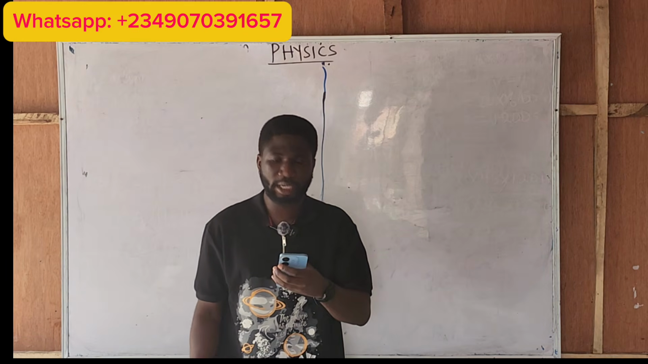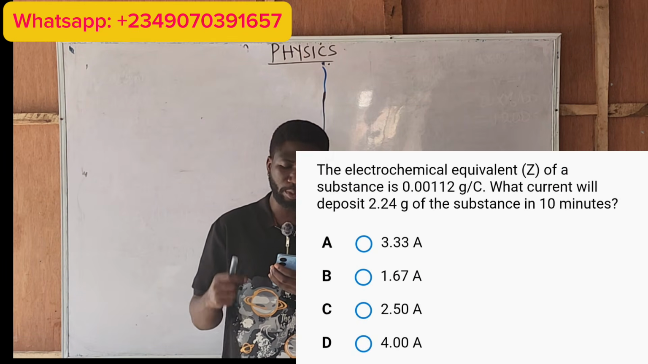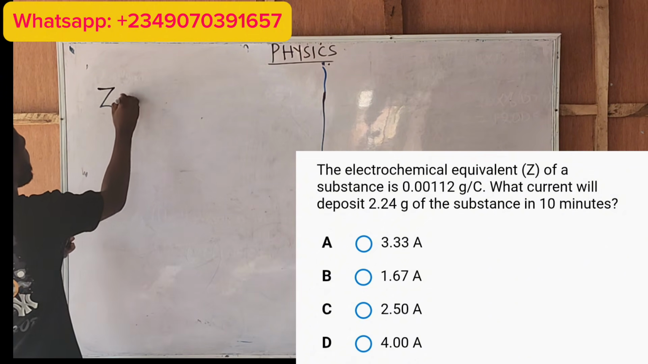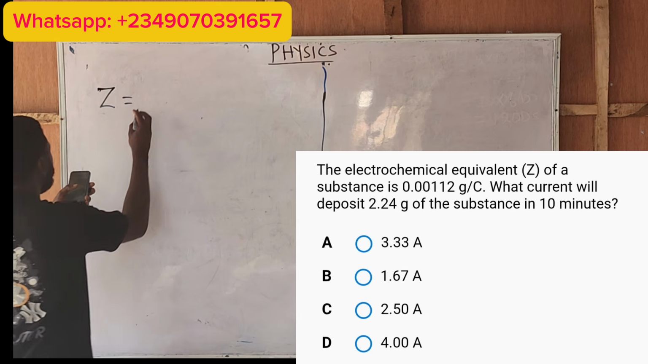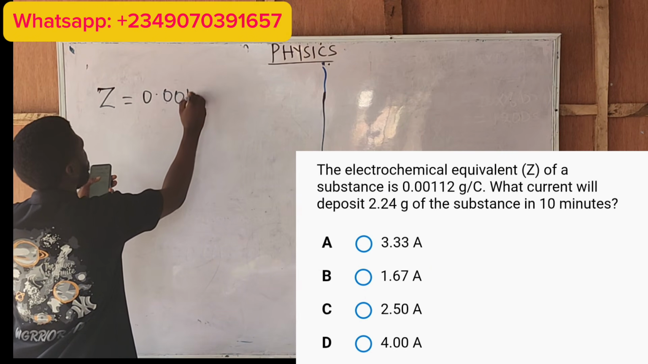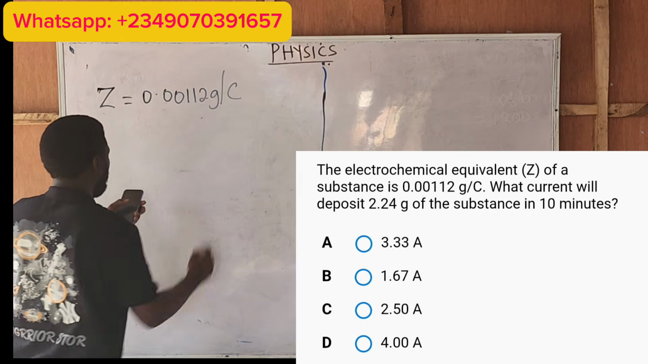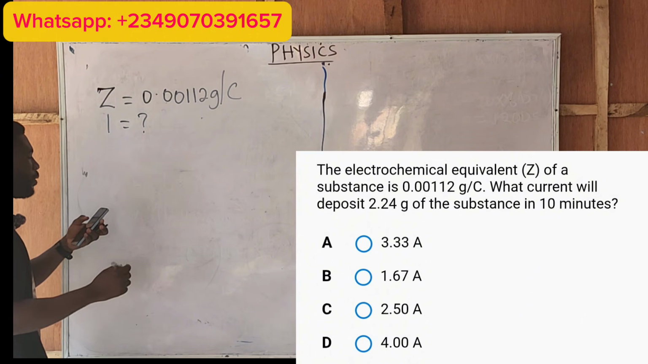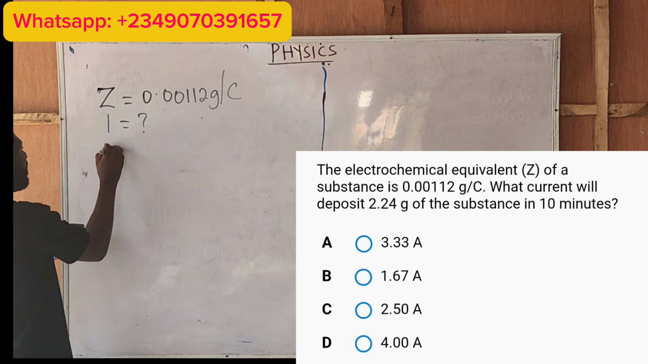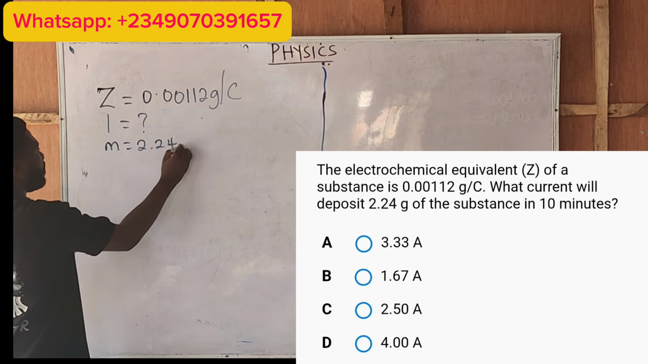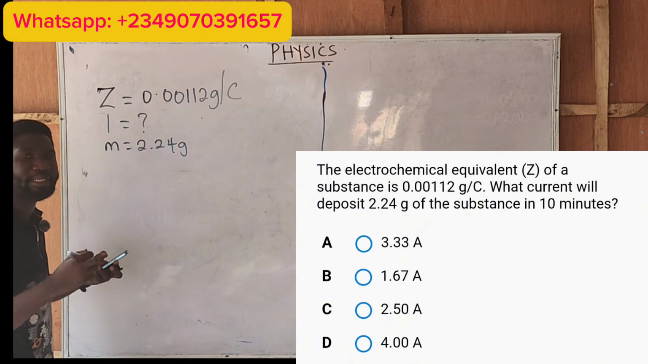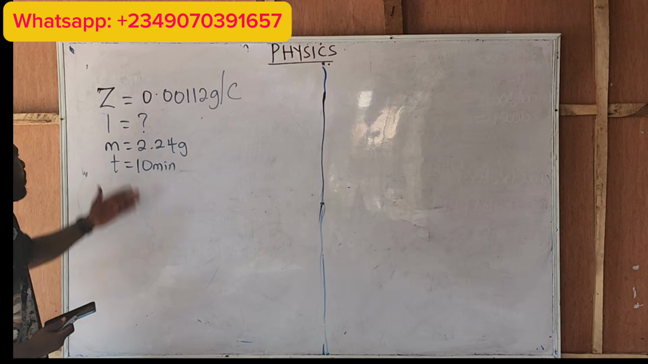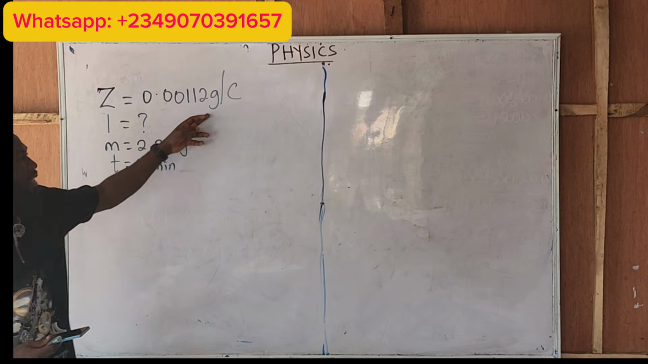All right, question 2. It says the electrochemical equivalent of a substance, Z, is 0.00112 gram per coulomb. What current, that is I, will deposit 2.24 grams, that's the mass of the substance, in 10 minutes? So the time here is 10 minutes. From the parameters we have here, we have Z in gram per coulomb.